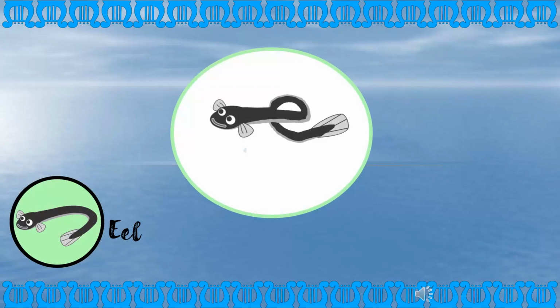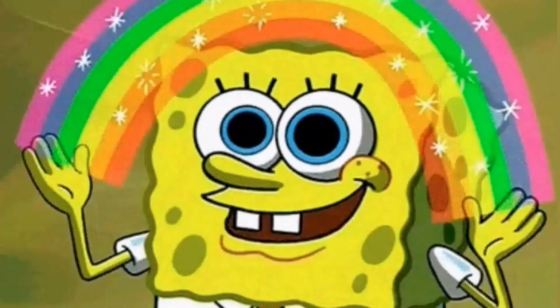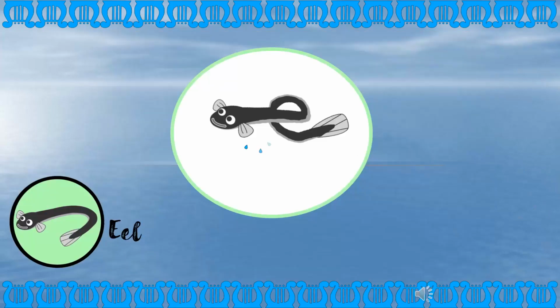In the spirit of the suspension of disbelief, I'm going to tell you that Eel works out so much that he starts to sweat. Yes, I know it cannot happen underwater, but just use your imagination. So I've put Eel there on his bottom line of treble clef, and he moves all around, and he starts to sweat profusely underwater. I know.